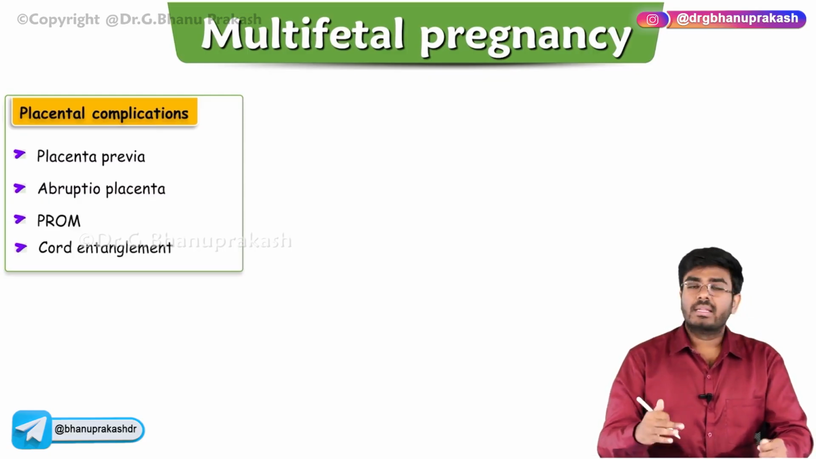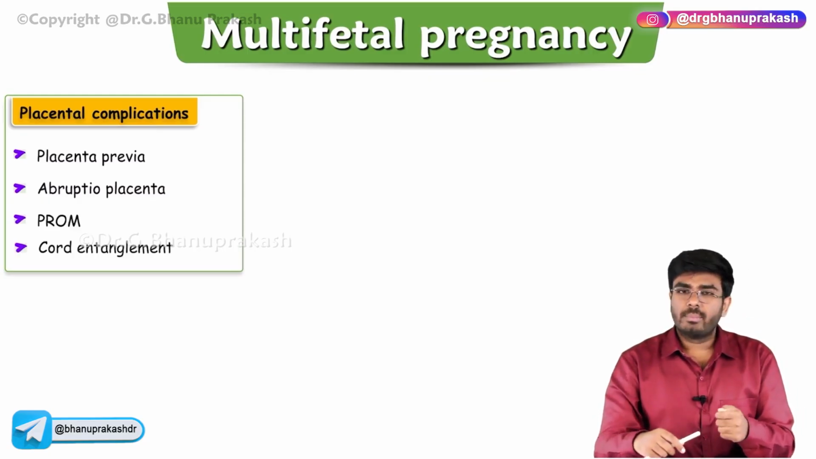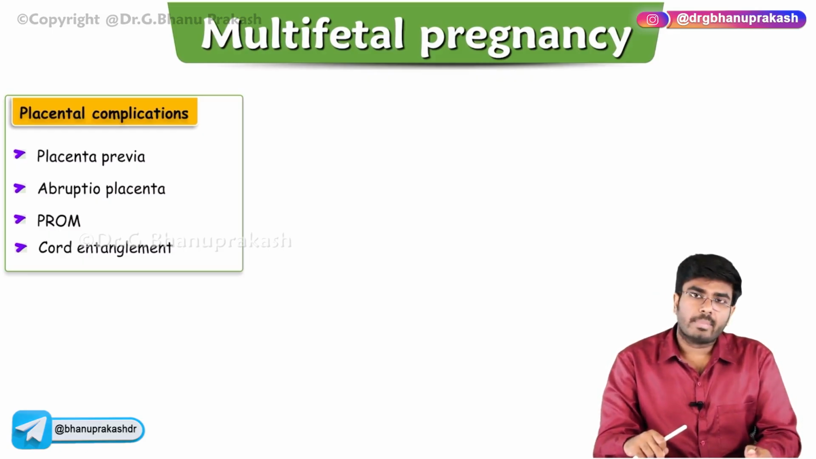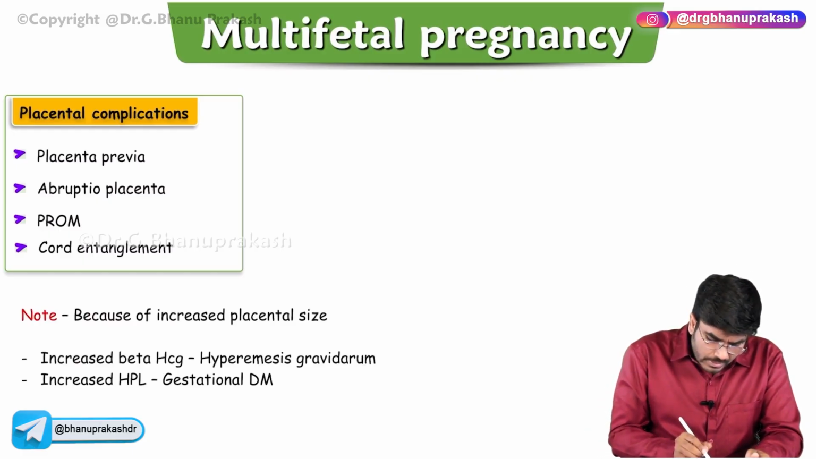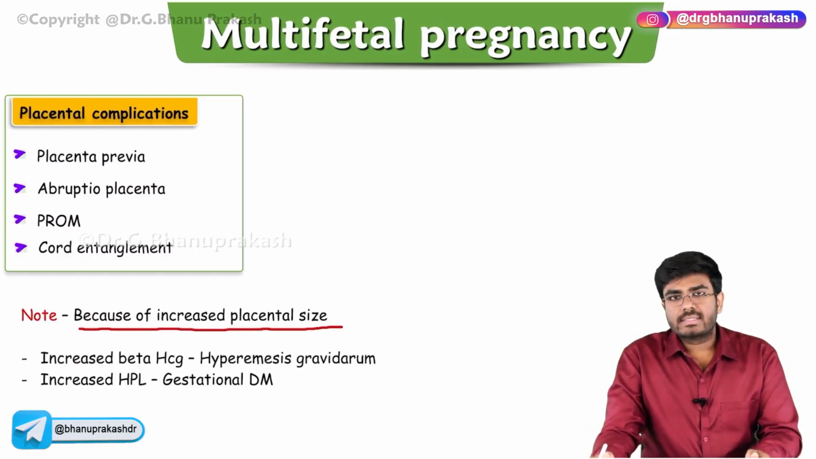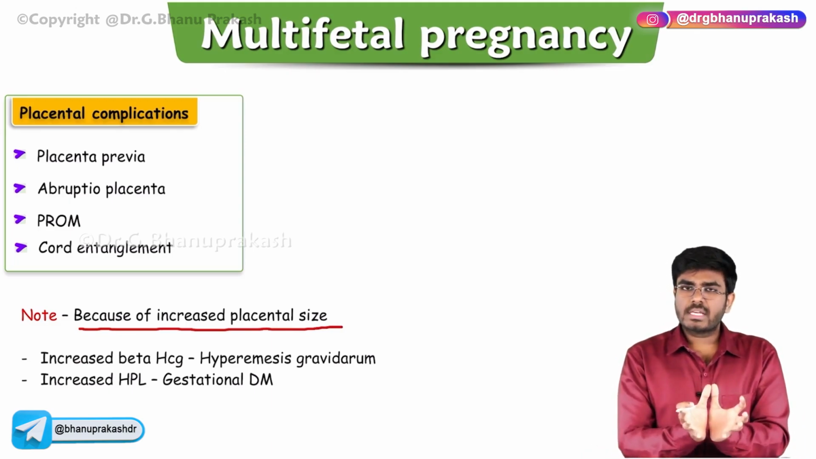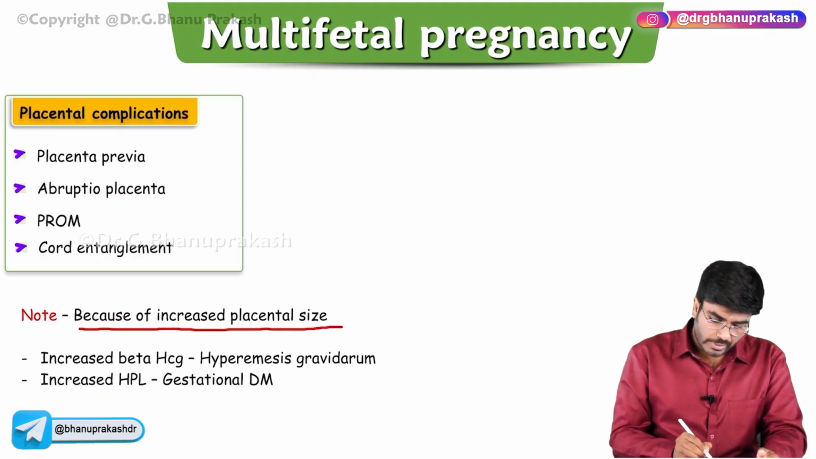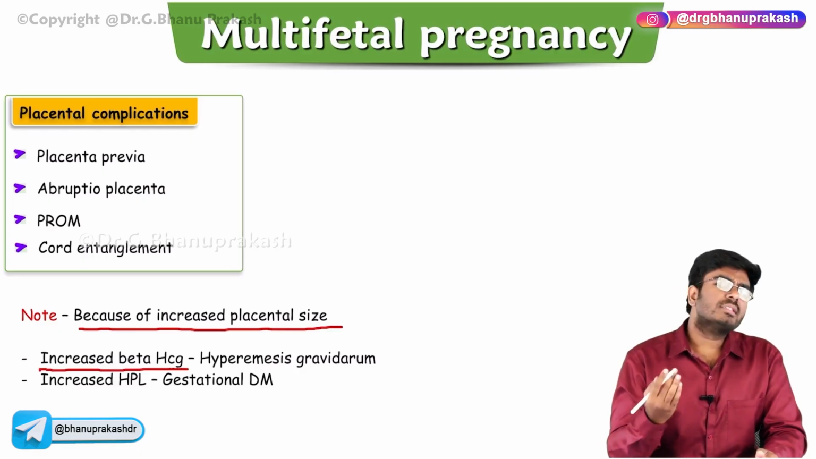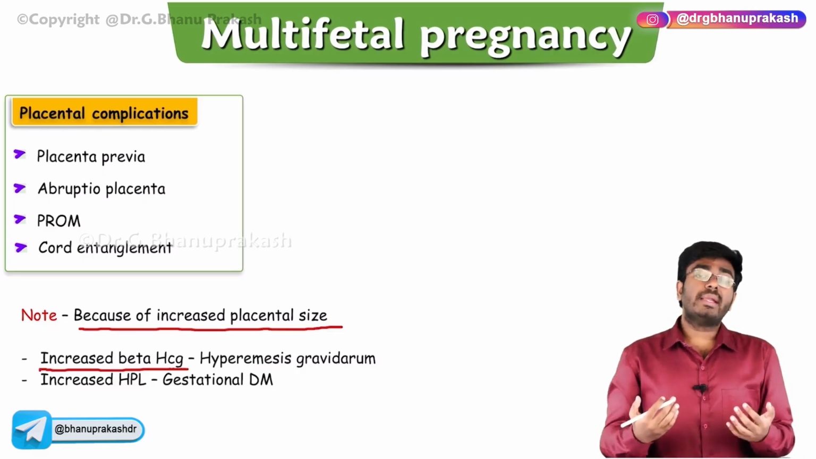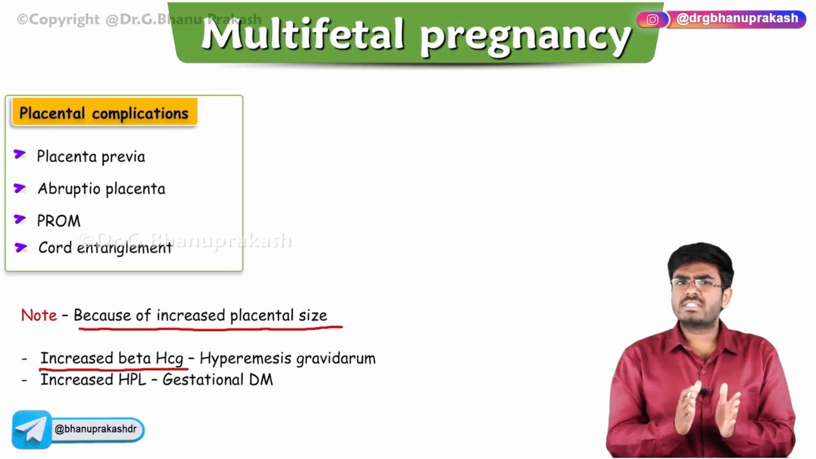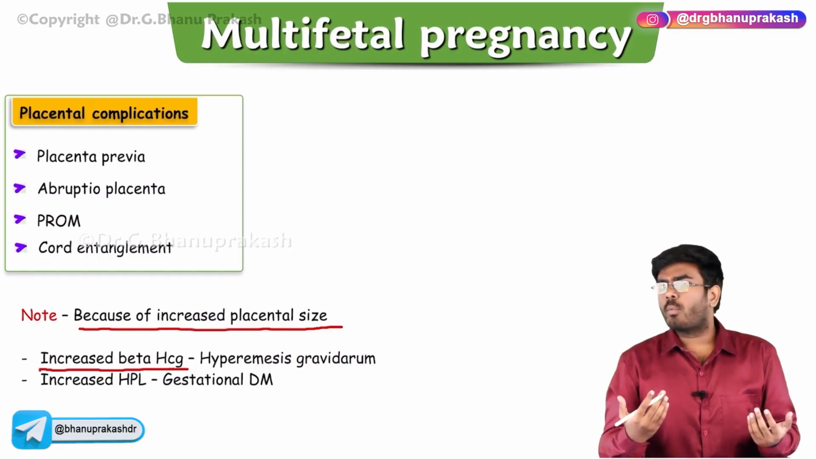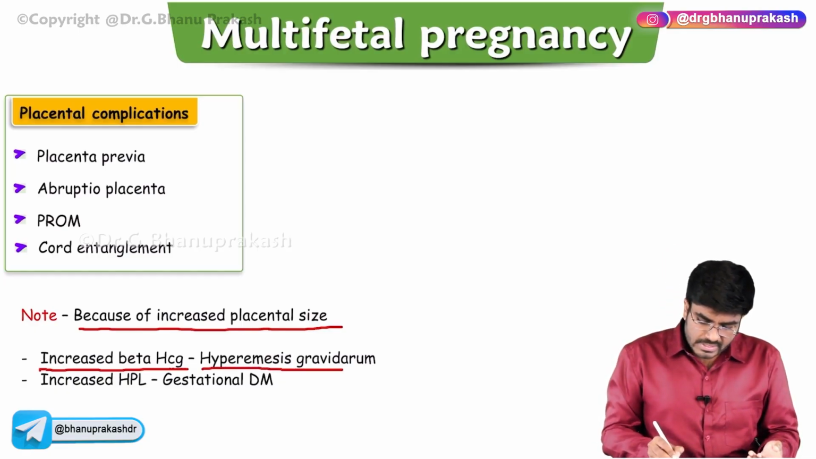And also remember that there can be cord entanglement by the babies. The cord of one baby can be entangled by the other baby. Now, please take this note. Because of the increased placental size in twin pregnancies, two placentas means a big placenta, more placental tissue. This more placental tissue is going to make more hormones. One such hormone is beta HCG. We all know that beta HCG is the one causing vomiting during pregnancy. More beta HCG means more vomiting. More vomiting means hyperemesis gravidarum.